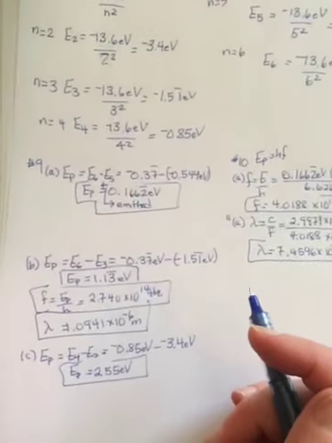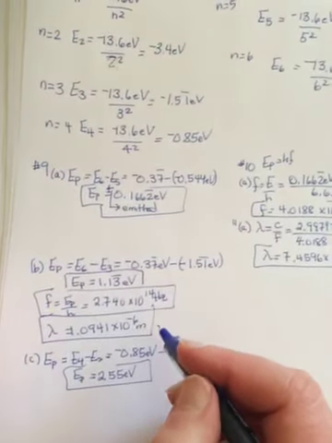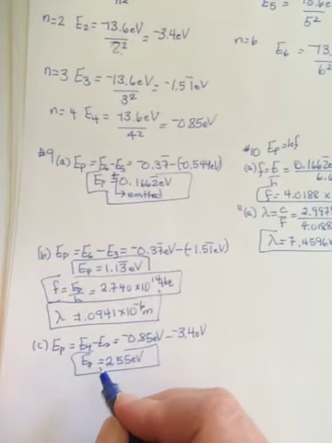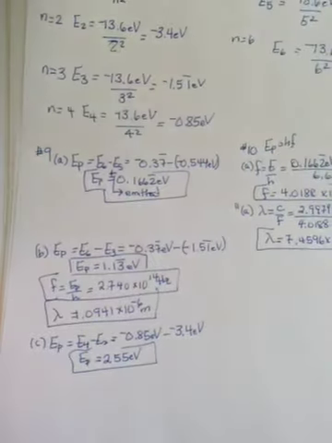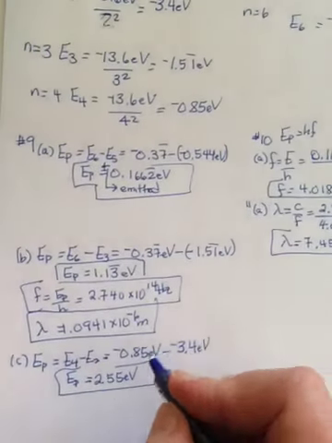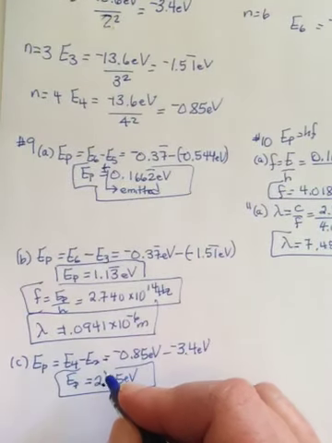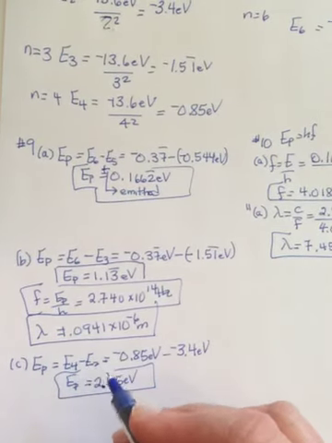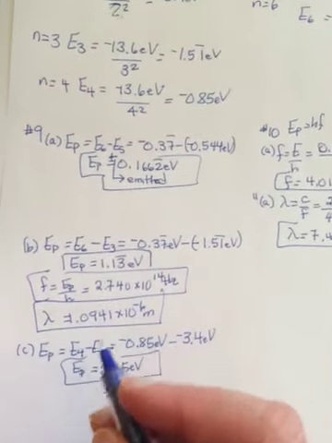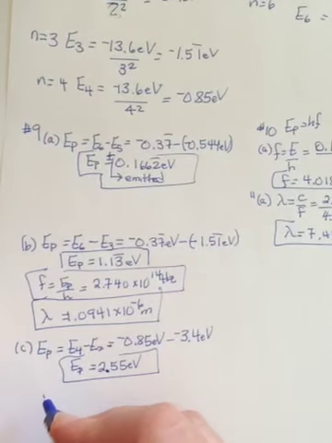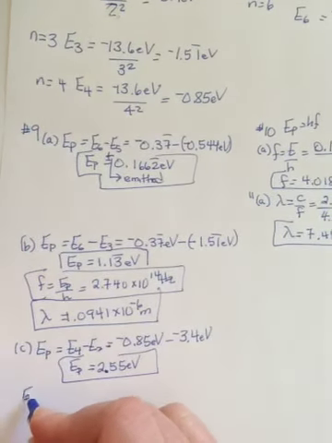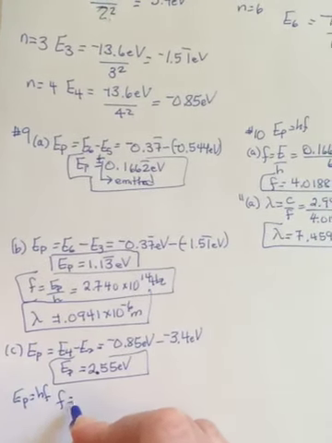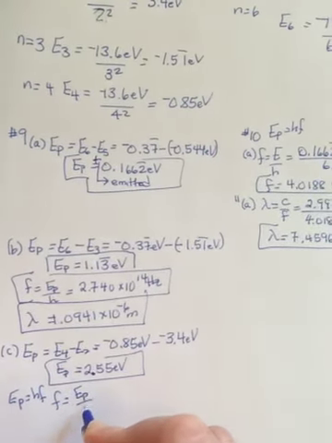Okay, so we were on 9, 10, and 11C. We had just found 9C, the energy of the photon that was needed to jump an electron from the E equals 2 level up to the E equals 4 level. And then 10C wanted to know its frequency, so using E of the photon is equal to HF, so F is equal to EP over H.